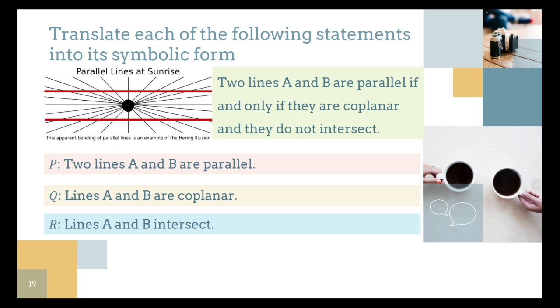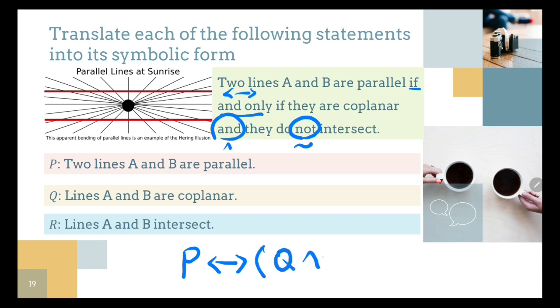So if I'm going to write the symbol, I have here if and only if, so that would give me the biconditional symbol. I have the and, so I also have conjunction. There is the not here, so I might negate statement R. So that would give me P if and only if Q, and of course I'm going to negate the R.